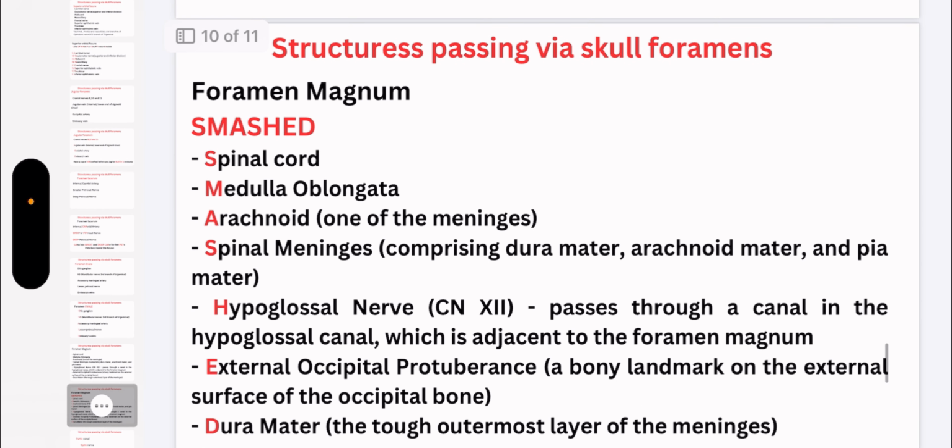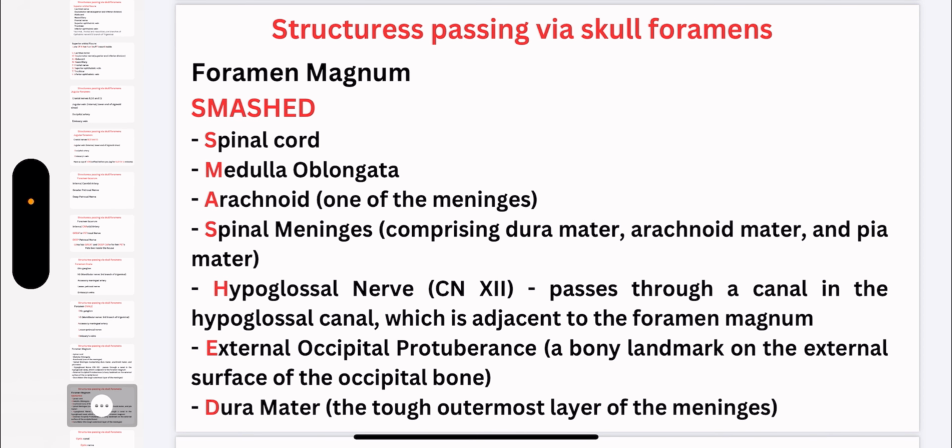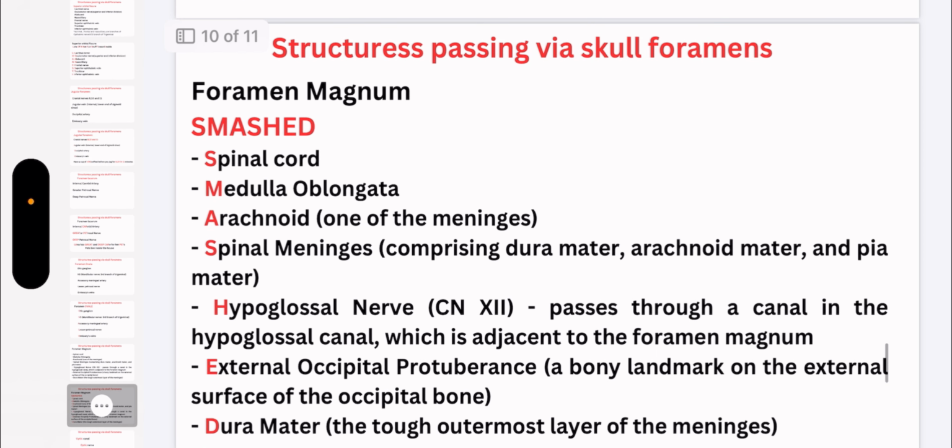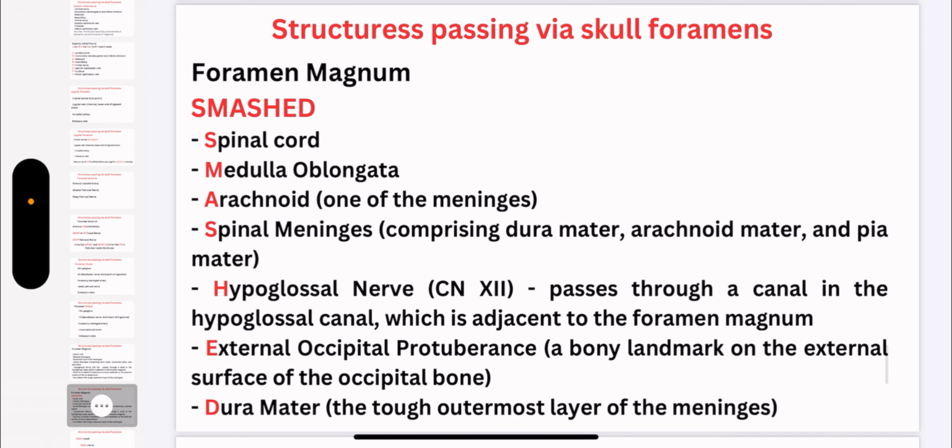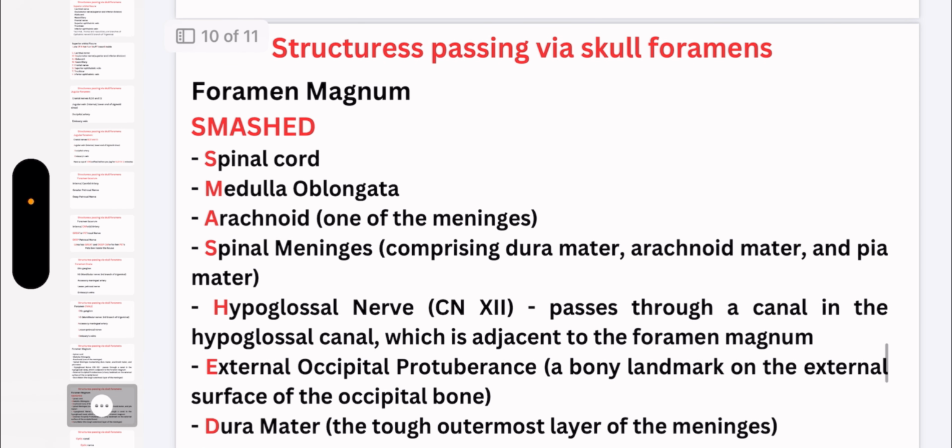The next foramen is foramen magnum. Structures passing via foramen magnum are spinal cord, medulla oblongata, arachnoid, which is one of the meninges, spinal meninges, comprising dura mater, arachnoid mater, and pia mater. Hypoglossal nerve. Hypoglossal nerve does not go through the foramen magnum. It passes through the hypoglossal canal, which is adjacent to the foramen magnum. But I mentioned it here to make the mnemonic make sense. Please bear in mind, hypoglossal nerve does not go through the foramen magnum. It passes through hypoglossal canal.